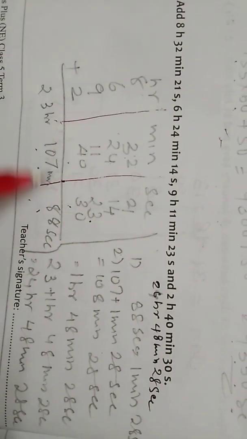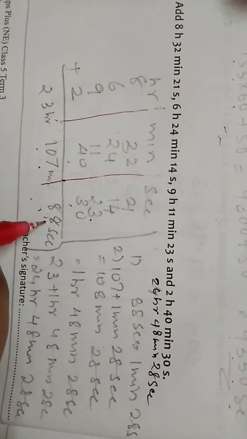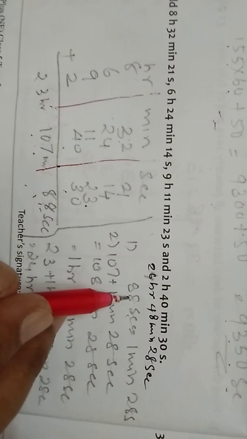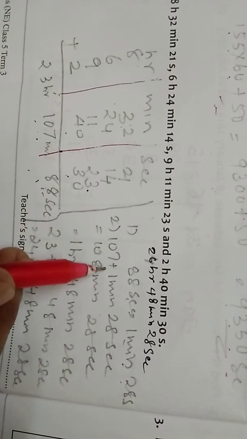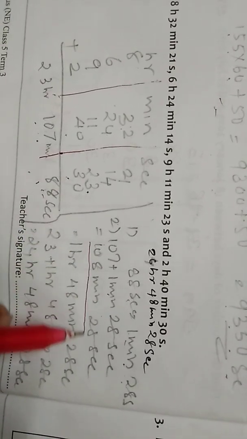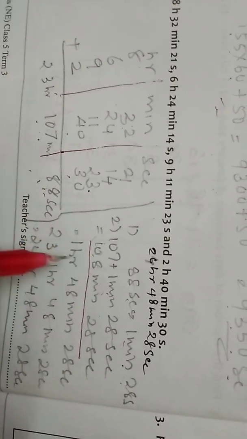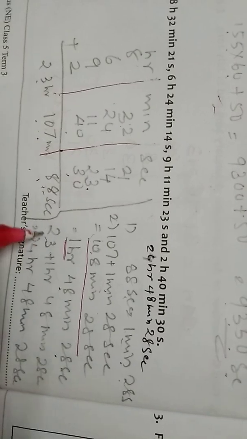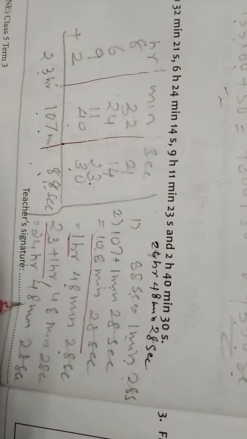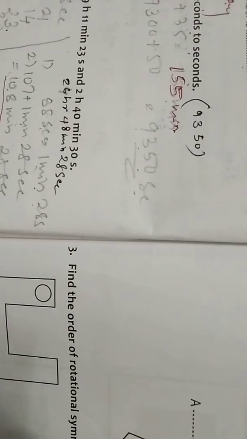Then hours column. Now you have to change the seconds and minutes to hours. First of all, 88 seconds will change into minutes. When we divide 88 by 60 we will get 1 minute 28 seconds. That 1 minute must be added to the next column. 107 minutes plus 1 minute, we will get 108 minutes. Now you have to change this 108 minutes to hours. When we divide by 60 we will get 1 hour 48 minutes 28 seconds. That 1 hour should be added to this 23. 23 plus 1, 24 hours 48 minutes 28 seconds. Okay, try to do the questions yourself. After that only you can do the questions in the examination also.